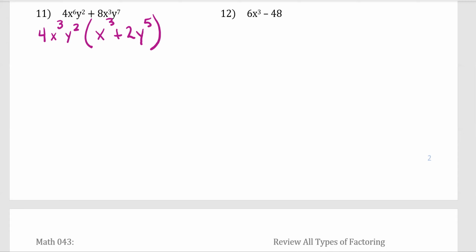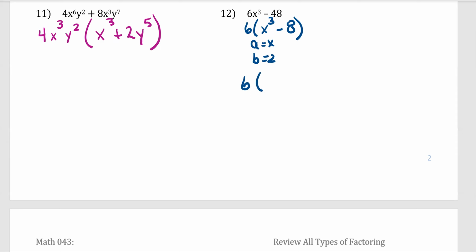Number 12, we have two terms. We have a minus, we have an x cubed, but 6 and 48 are not perfect cubes. But if we take out the greatest common factor, which is 6, now we have a difference of perfect cubes. So we have the greatest common factor of 6.